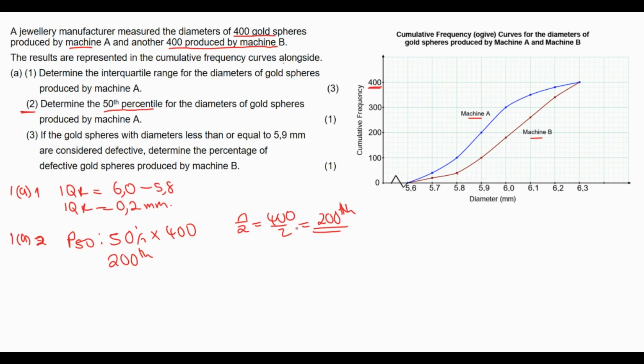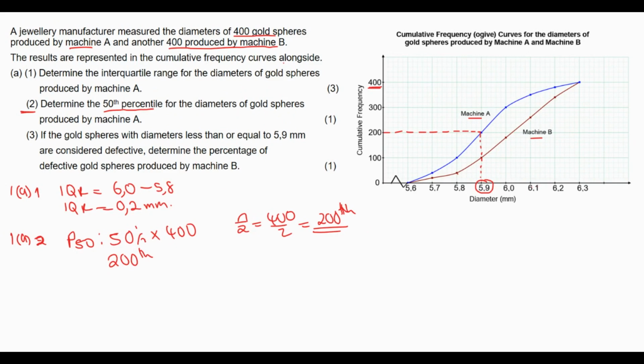And then which diameter is that? We come to our graph, then the 200th position is here, and then we interpolate, and then we read from the graph. It means 5.9 millimeters is the 50th percentile. Okay, meaning that 50% of the diameters are shorter than 5.9 and 50% of the diameters are longer than 5.9.